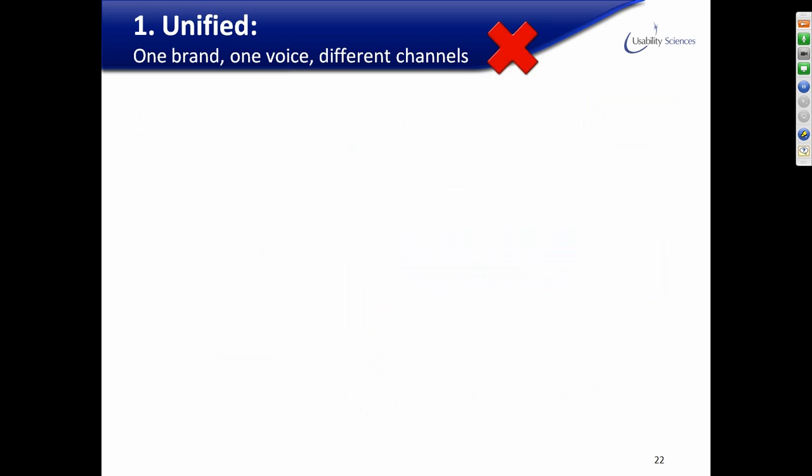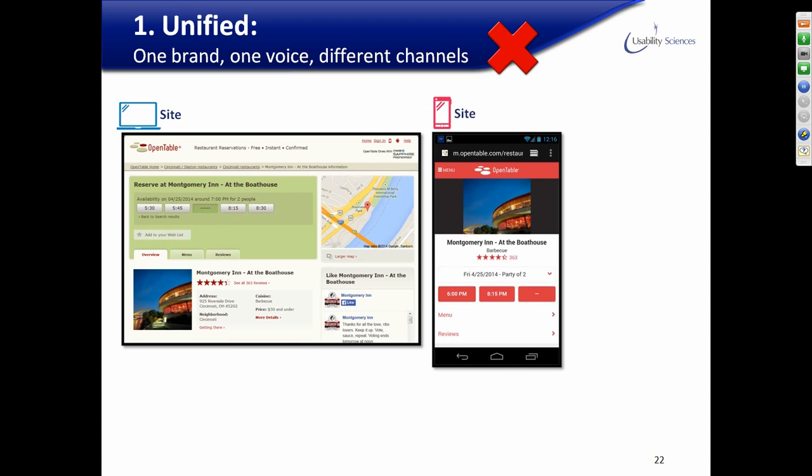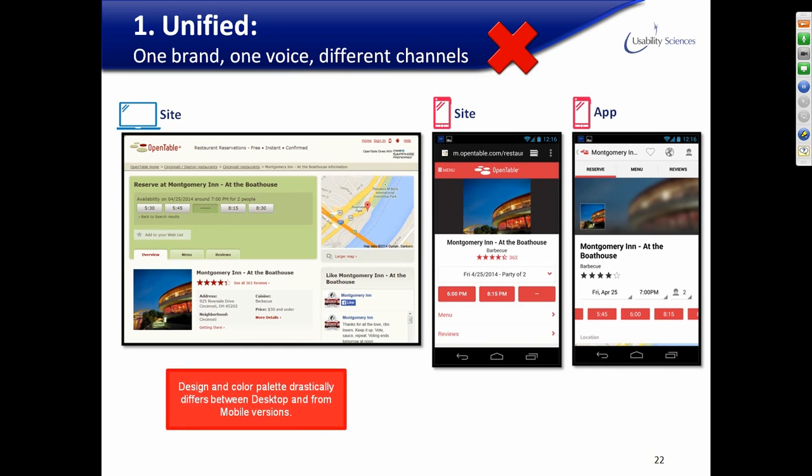Now another example here, a not so consistent and not so unified example. This is opentable.com, the full desktop site. And now we have the mobile site and also the mobile app. And as you can see, especially between the desktop version and the mobile versions, we have a very different design, look and feel, the color palette is different, not a very consistent experience. But there's also some additional things here that make for a less than unified experience.